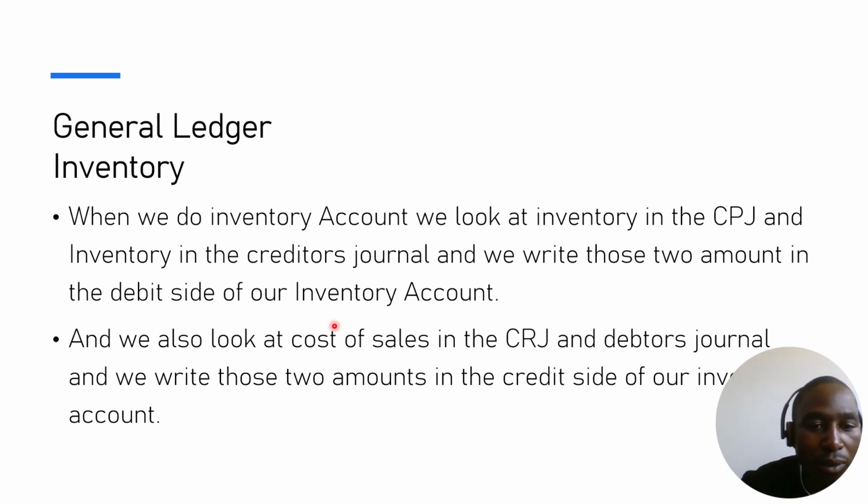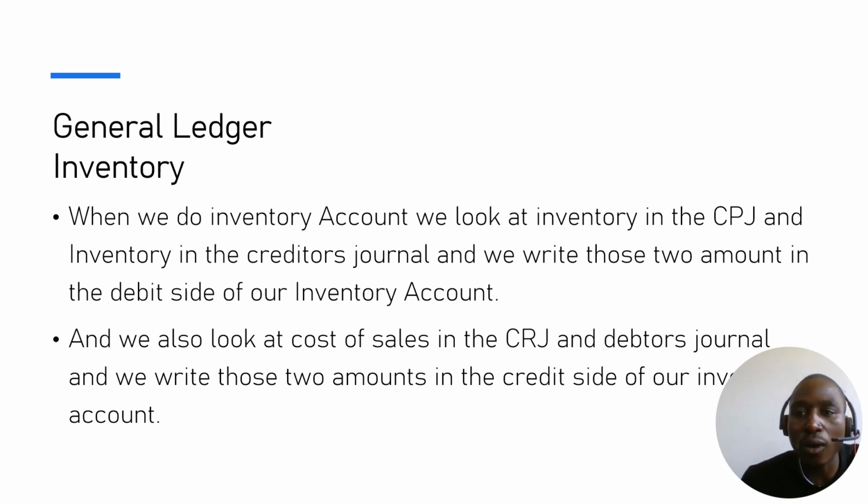All right. Now we are done with the debit side. And we also must look at the cost of sales in the CRJ and debtors journal. And we must write those two amounts on the credit side of our inventory account. The cost of sales in the CRJ and debtors journal stand for the inventory that we have sold. So they are decreasing our inventory, and we need to write those two amounts on the credit side of our inventory account. Since inventory is an asset, it decreases on the credit side.